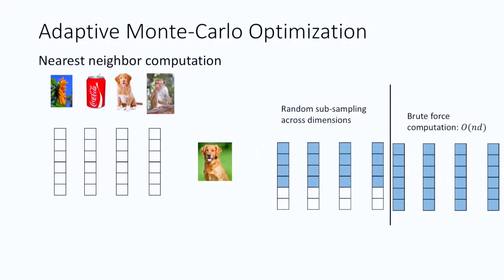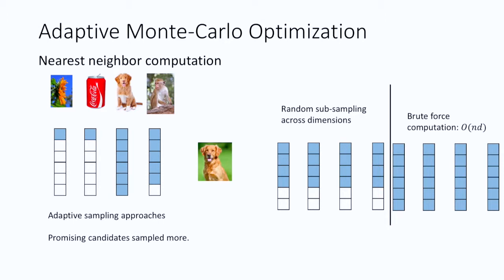So what we propose is an adaptive way where you use a different number of coordinates for different images to be able to narrow down candidates and do more computations on more promising candidates. So this is essentially our idea. In this case, we can reduce this from order nd to something like order n log n. And in practice, this gives us a 100x improvement.